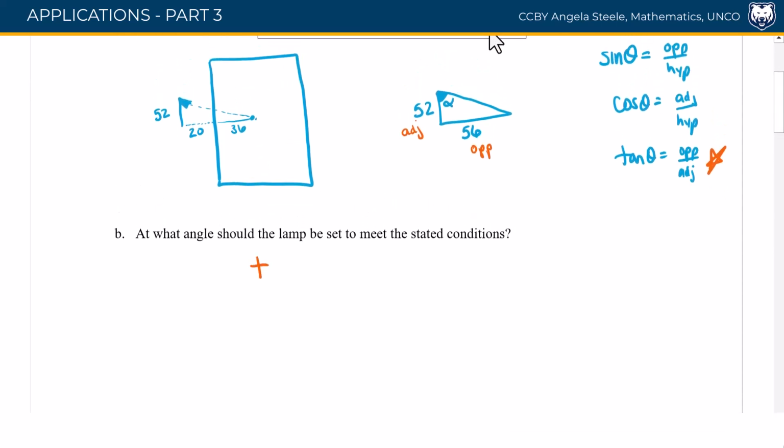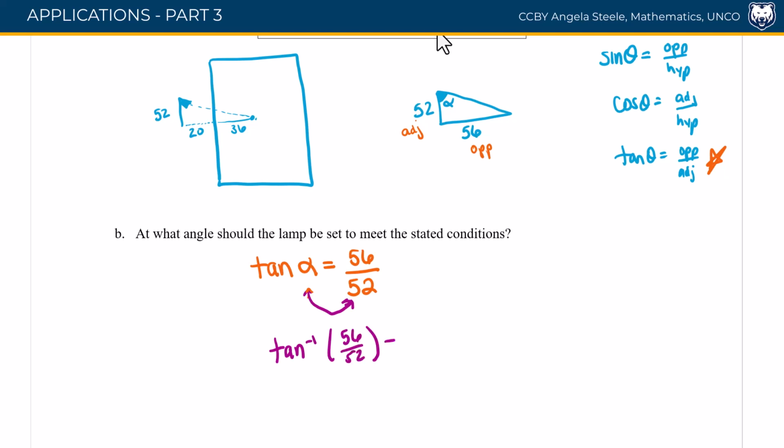So we've got tangent of alpha is equal to our opposite, which is 56, over the adjacent, which is 52. And our goal is to find that angle, right? So we want to isolate that angle. To do that, we have to take the inverse to isolate the angle. So then we get tangent inverse of 56 divided by 52 equal to alpha. So now we've isolated our alpha. We can solve that.